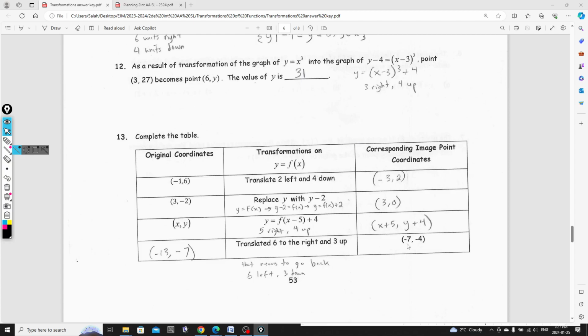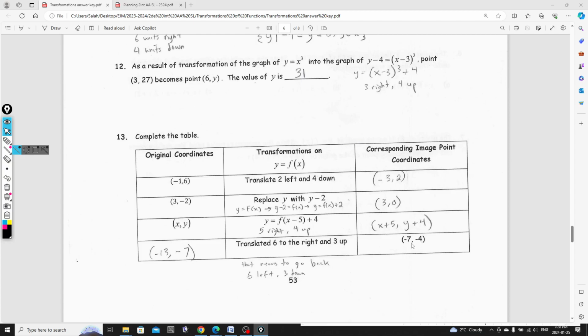Okay, well if I'm at -7, what's 6 to the left of that? Well, -7 minus 6 is -13. Okay, and if I'm at -4, and that's after I've gone up 3 units, where was I originally? Well, if -4 is after I've gone up 3 units, that means I was originally 3 units further down from -4. That means I was originally at -7.